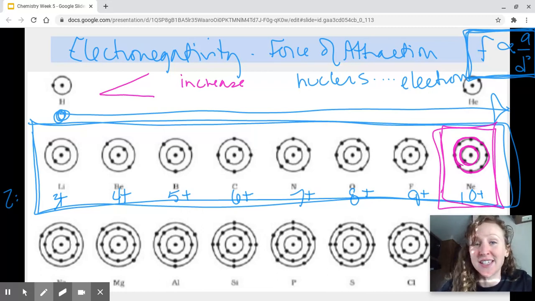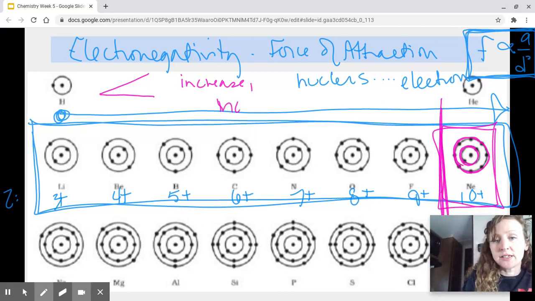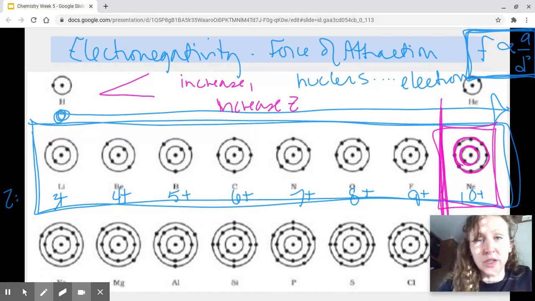So neon actually doesn't attract other electrons to it at all. But it's not because of the charge or distance, it's because of the special stability that happens when you fill those energy levels. And so for electronegativity, we actually kind of ignore neon. We ignore all the noble gases because they kind of break our trends for reasons that are outside of Coulomb's force of attraction. So we're just considering lithium to fluorine here. And between lithium to fluorine, electronegativity is going to increase, and it increases because of an increase in nuclear charge.